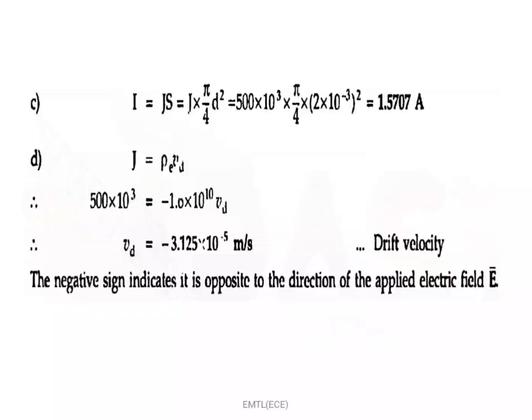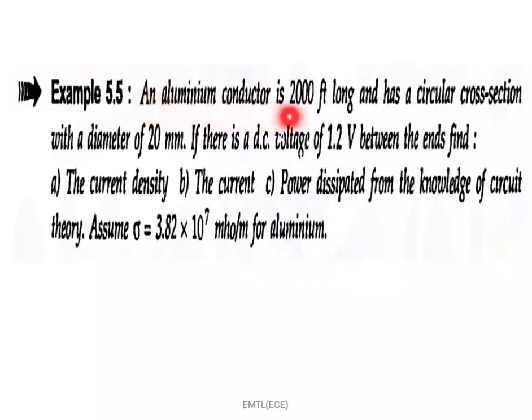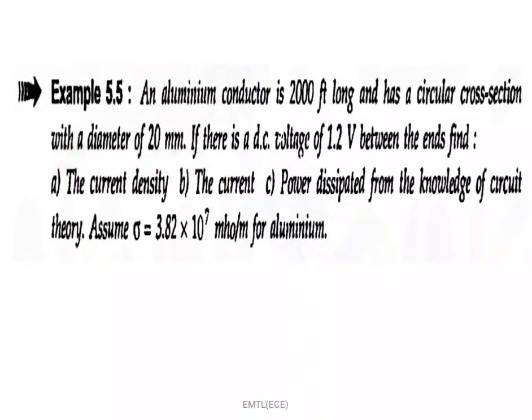The next problem is: an aluminum conductor is 200 feet long and has a circular cross section with a diameter of 20 mm.